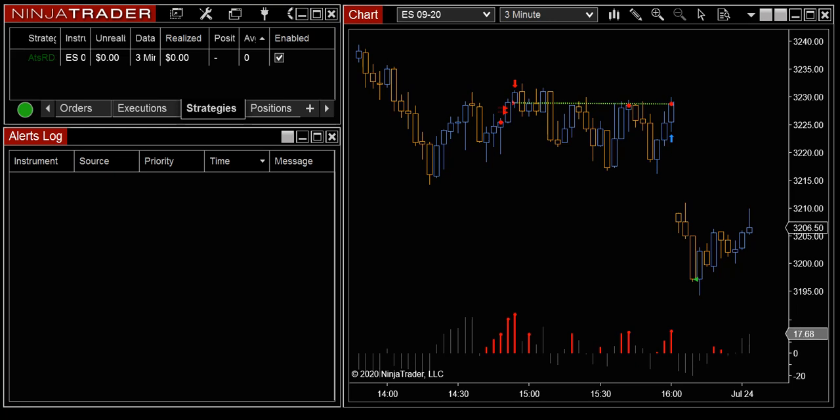I want to show you the RD3 running on a 3-minute chart. I have that on the screen now. You can see the indicators lighting up. On the bottom we have a histogram and it's red. A red histogram means we're looking for a short trade.